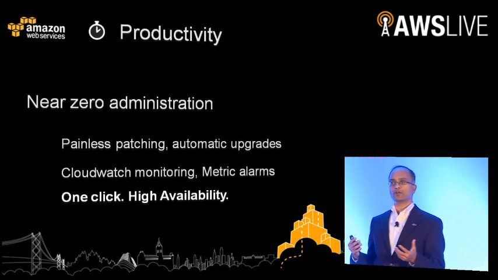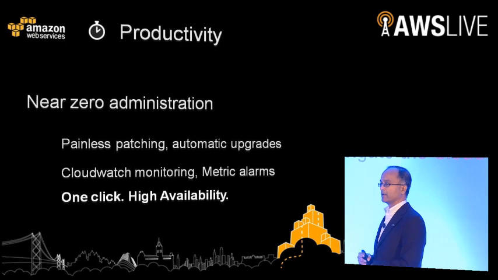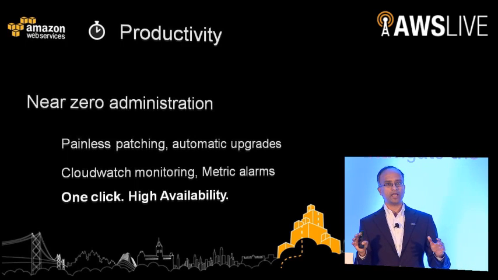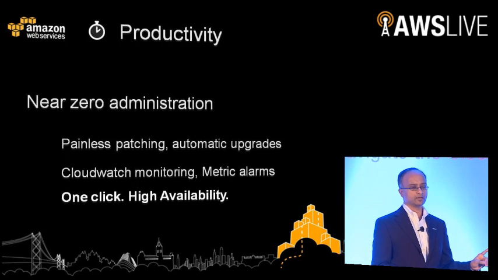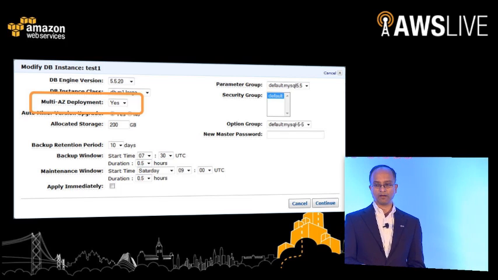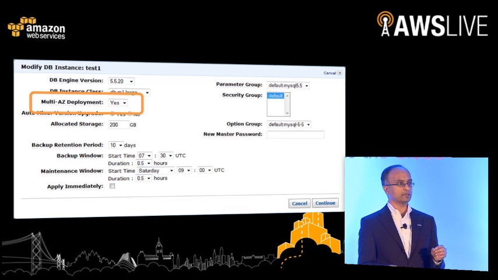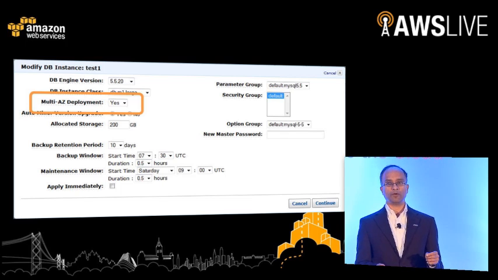You say, this all sounds good. Now that I have built this application, my customers love it, my end users love it, I need to go to production. How do I do that? Quite literally, you just go to the console. Right there, you say multi-AZ deployment. Make that database a multi-AZ deployment.